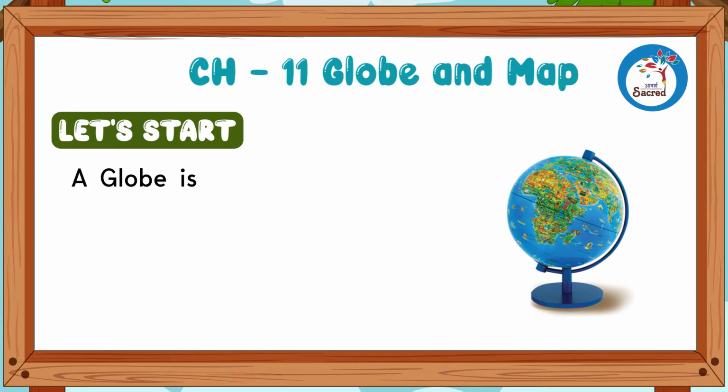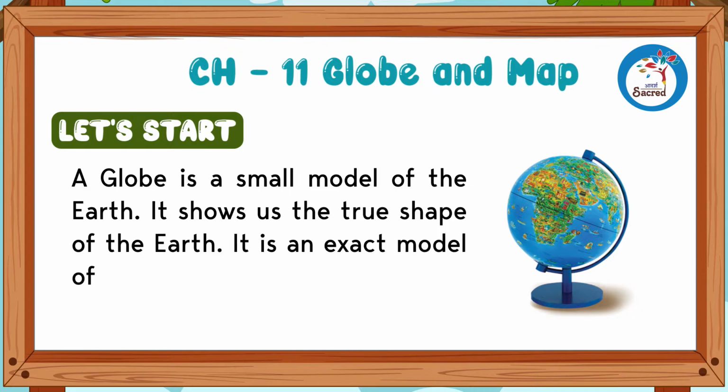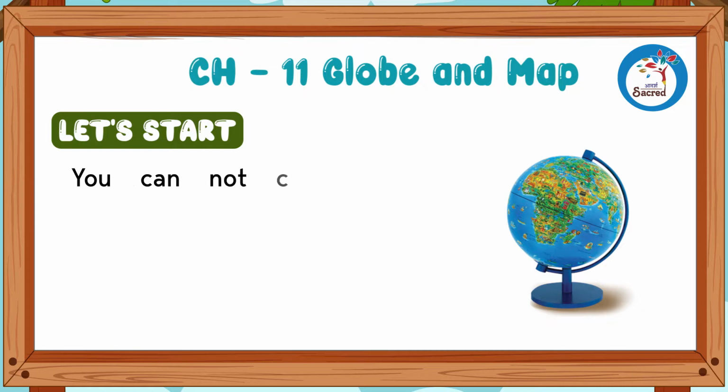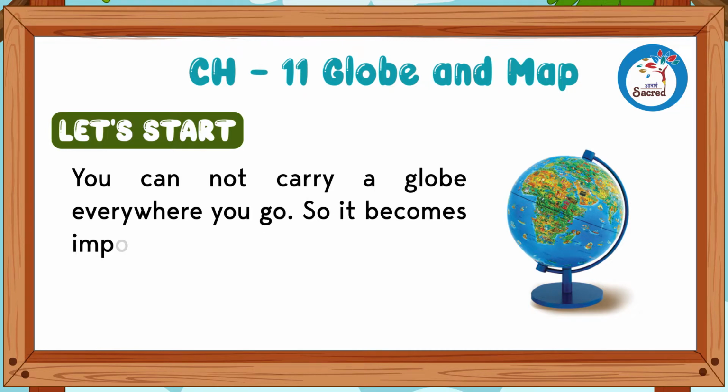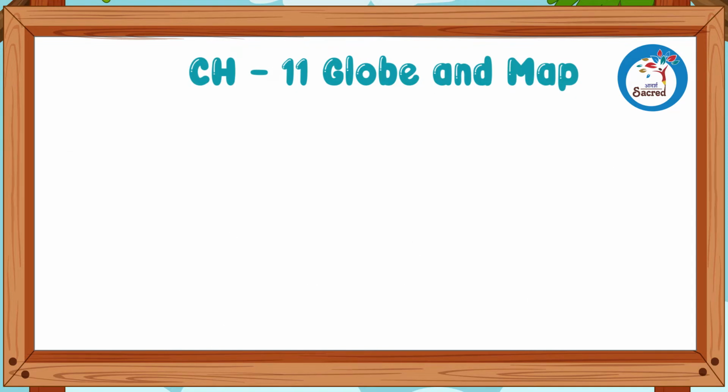A globe is a small model of the Earth. It shows us the true shape of the Earth. It is an exact model of the Earth, but it is not very convenient to handle. You cannot carry a globe everywhere you go. So it becomes important for us to have something that helps us in locating places.